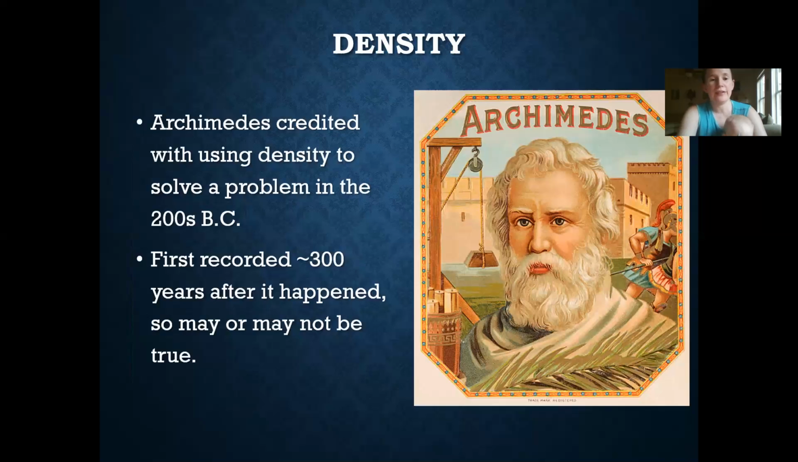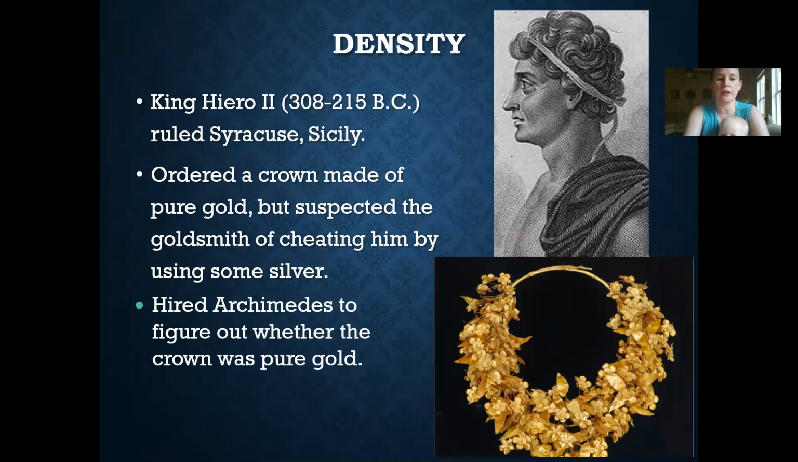Story time, boys and girls. Archimedes is credited with using density too wisely in a story that dates back to the 200s BC. Because it was first recorded about 300 years after it allegedly happened, it may or may not be true, but it's still an interesting story. King Hiero II ruled Syracuse, Sicily in the 200s BC. He ordered a crown to be made from pure gold, but he suspected the goldsmith had cheated him and added some silver to the crown to save money. He hired Archimedes to find out whether the crown was pure gold or mixed.